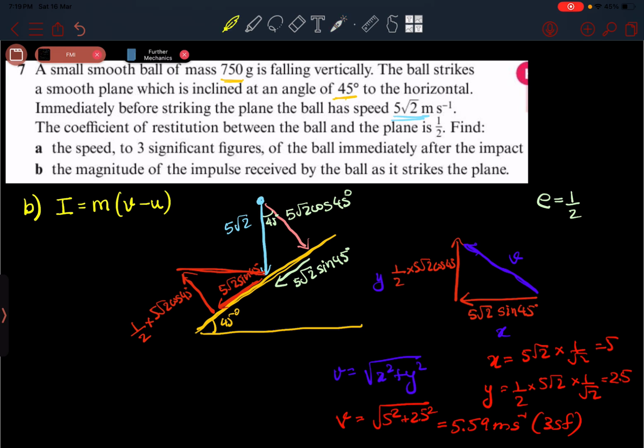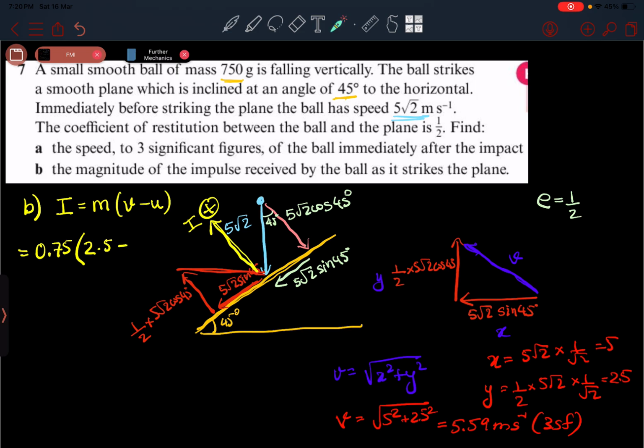So we're going to take this direction as positive for the impulse. That means I'm going to consider only the perpendicular components while trying to calculate the impulse. So my mass is 0.75. Please remember to change that to kilograms. My final perpendicular component would be 2.5.